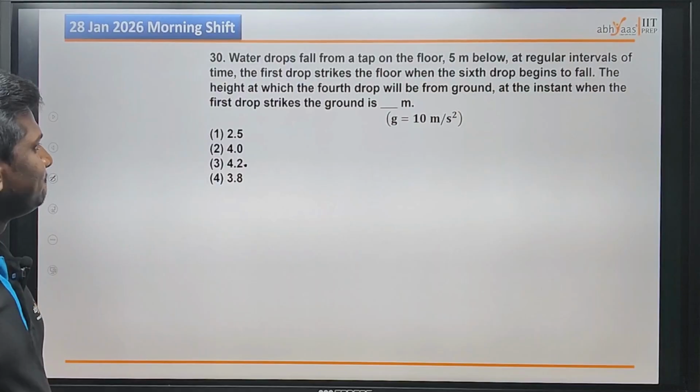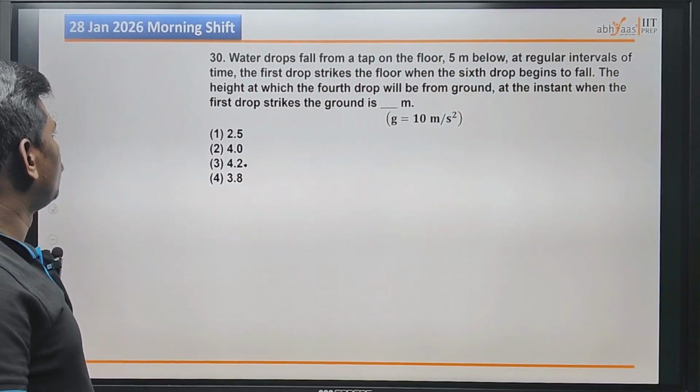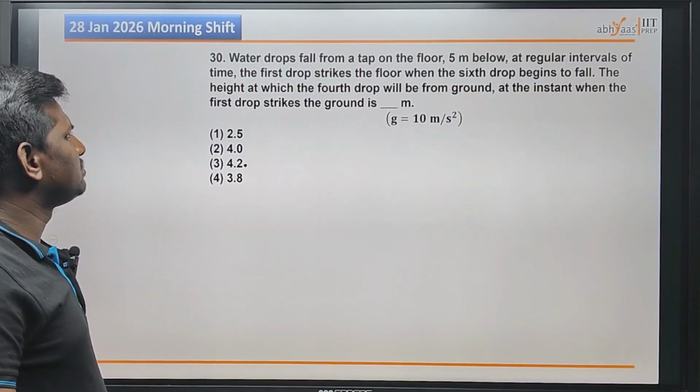Question number 30. Water drops fall from the tap on the floor.